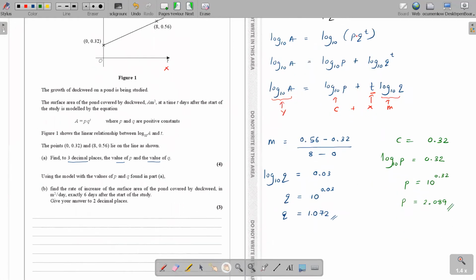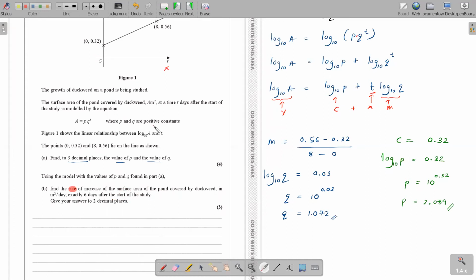Next one: using the model with the values of p and q found in part A, find the rate of increase of the surface of the pond. It's important you notice the word rate here. Normally rate means how fast. So the rate implies that you have some kind of a differential function here. So find the rate of increase of the surface area of the pond.